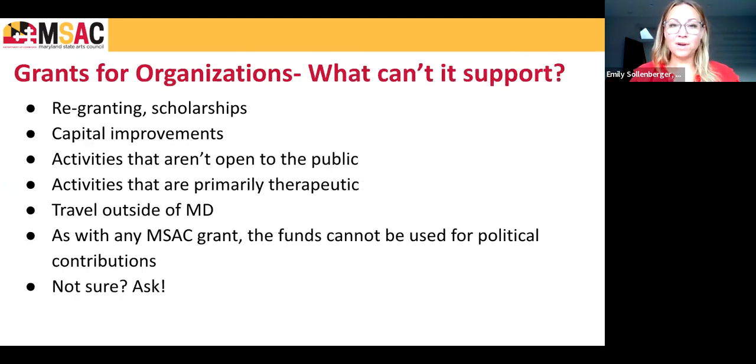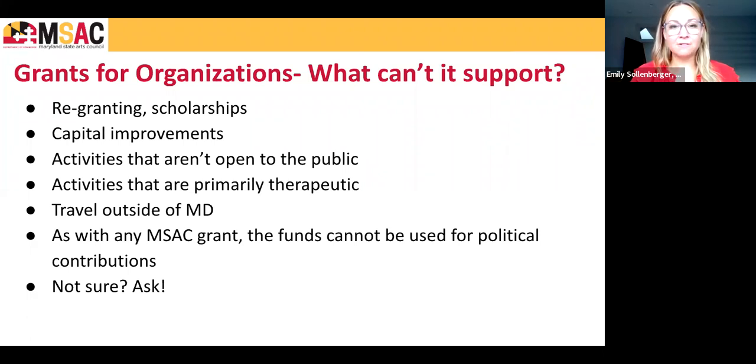Okay. And then what can't it support? So as a state agency, we do have some non-allowable expenses. And again, all of these are within the guidelines too with more details, but in general, what we see most frequently and are asked questions about, these funds are not dedicated to re-granting or scholarships to pass through one organization to another. It is not for capital improvements.